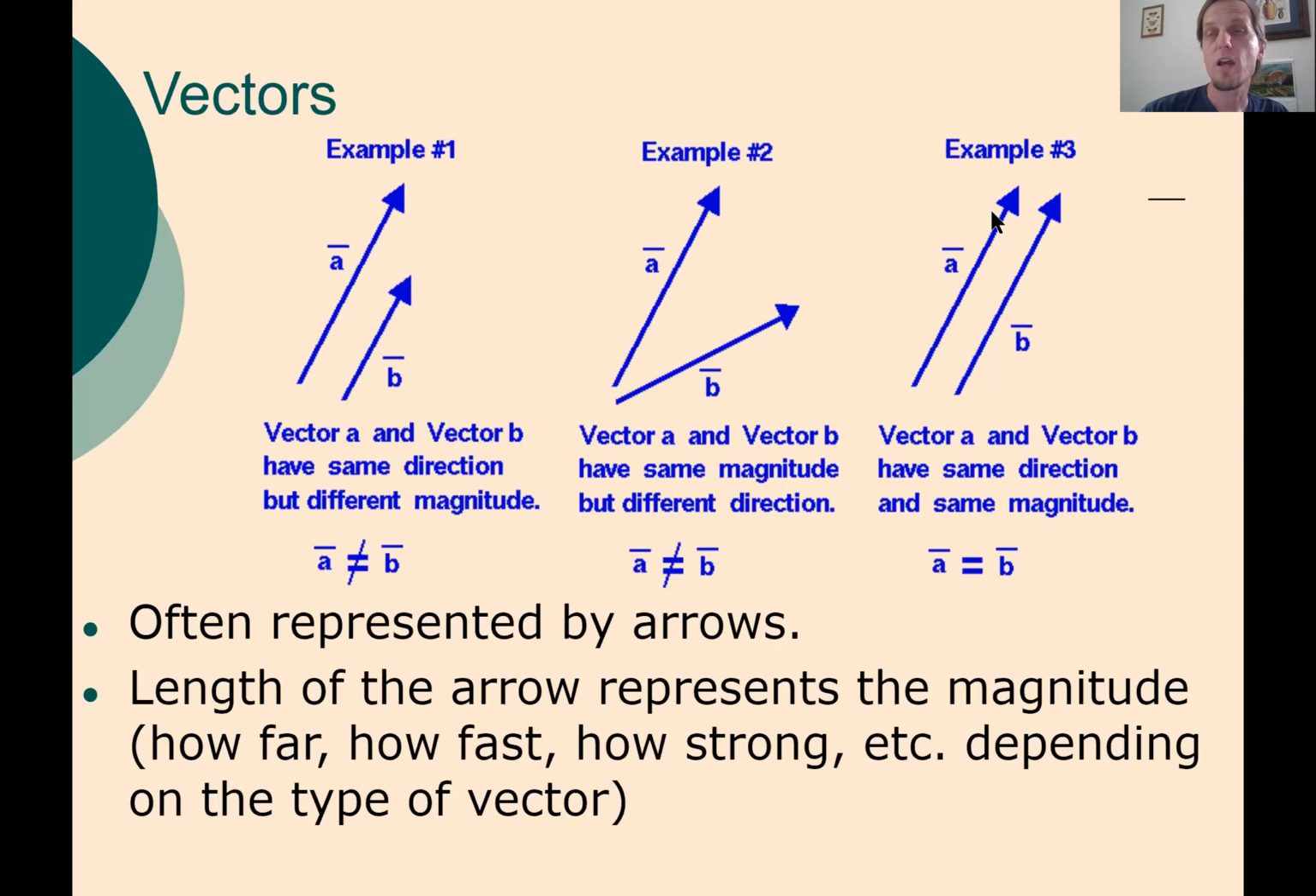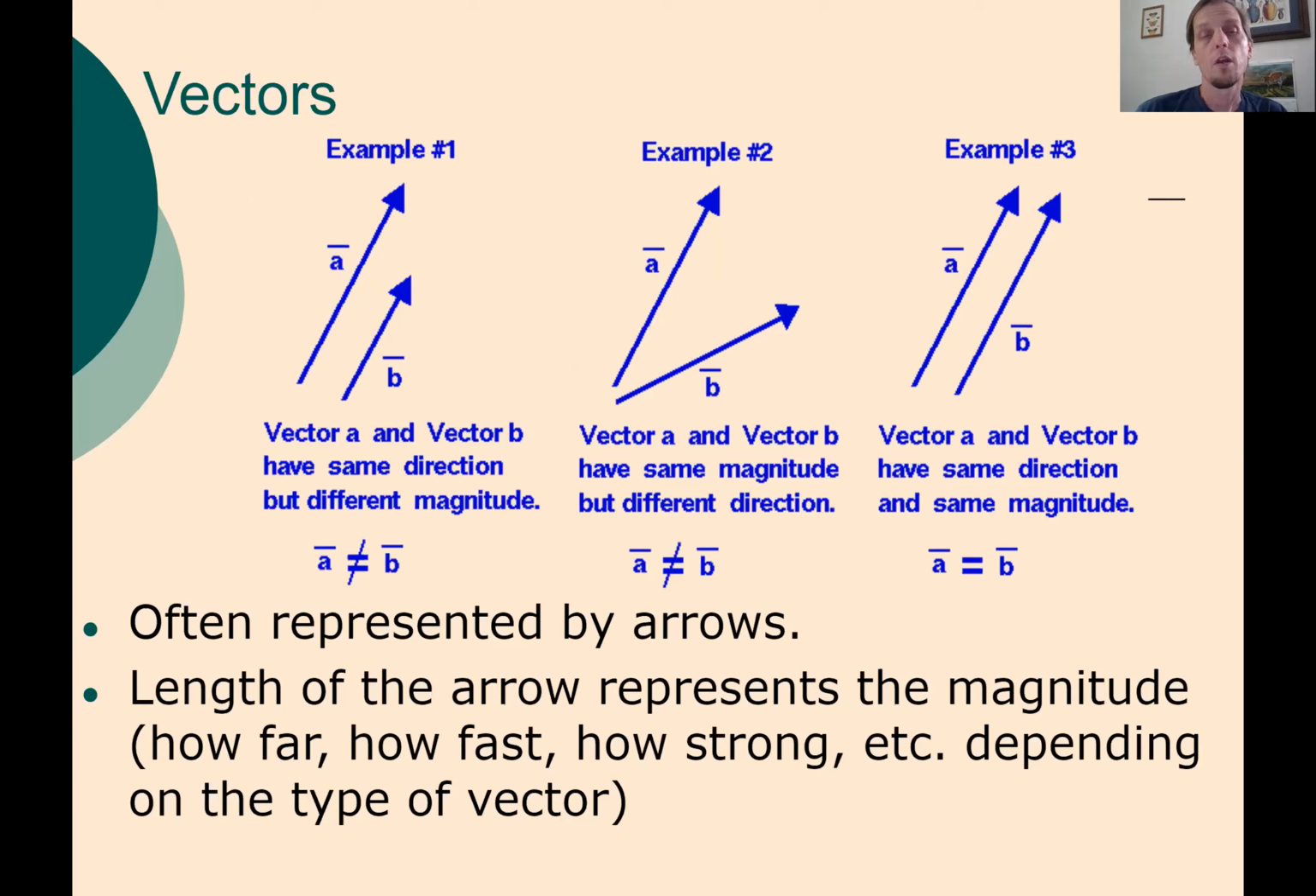In this last example, vector A and vector B have the same direction, they're parallel, and they're the same size, magnitude. Now we can say vector A equals vector B. We might be tempted in example 2 to say that vector A and B are the same, but we couldn't call them the same because they only have the same magnitude. They're going different directions. So direction in physics is a very important thing.